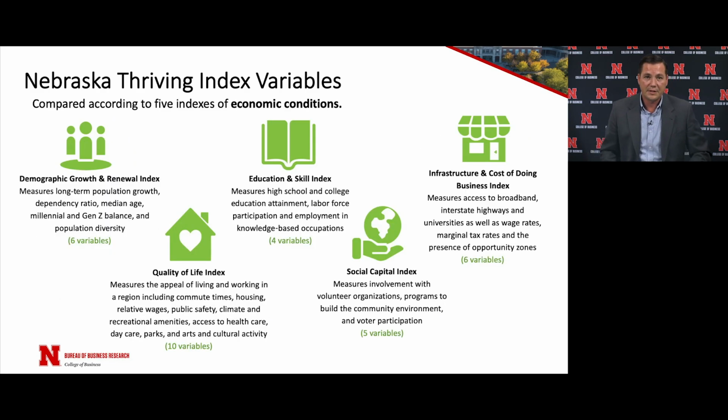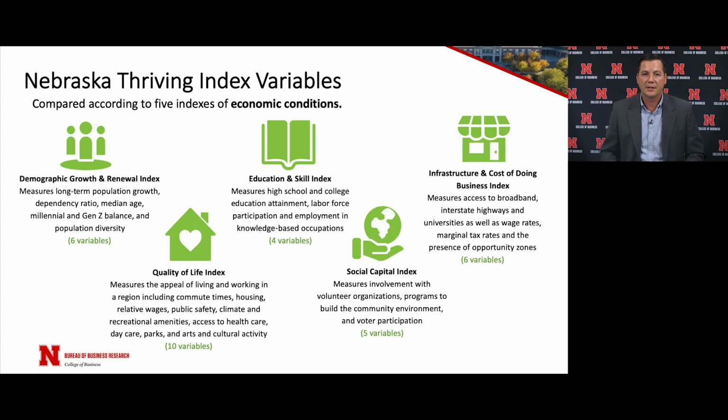Again, there are 5 other indices. These 5 are designed to measure economic conditions in the state. So we have demographic growth and renewal. You can see the 6 variables that are included in that index. I should point out also at this time that to compute something like the demographic growth and renewal index, the 6 variables that you see listed underneath that title, those are averaged to give you a score on that demographic growth and renewal index. And that's the same for all 8 of these indices that you see here.